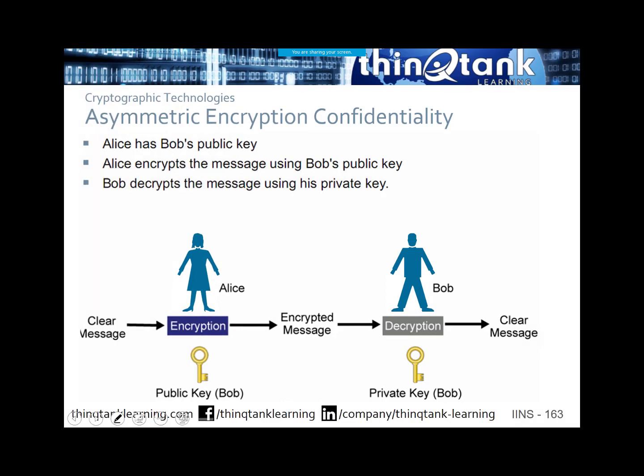So Alice has Bob's public key. Yay. All right? Alice wants to encrypt the message using Bob's public key. Bob decrypts the message using his private key. Confidentiality, what we just described. Obviously, Bob would have to give Alice his key beforehand.